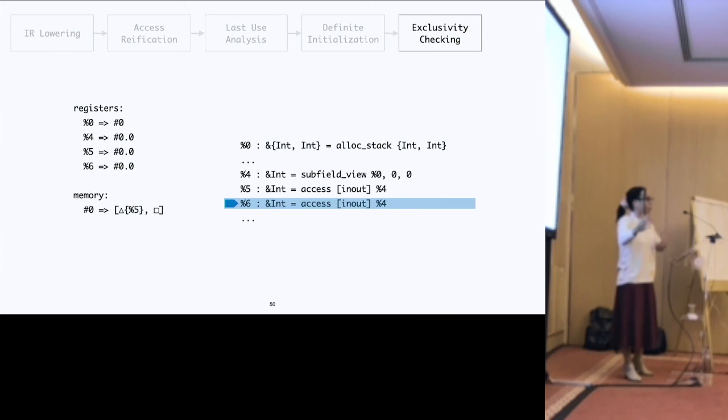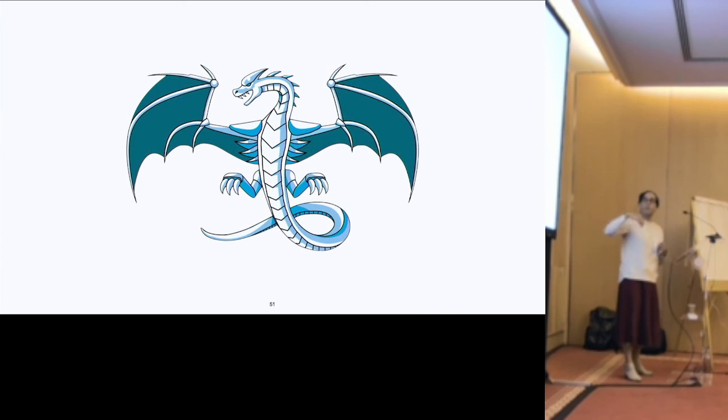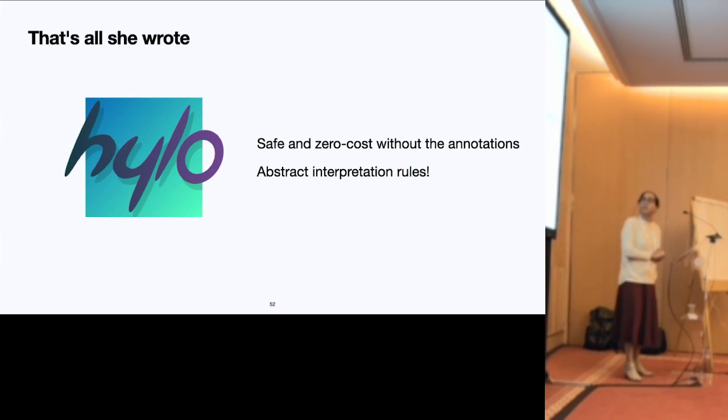And once we're done with all of these steps, we're ready to code-generate this thing. This is LLVM stuff. We don't have to care about this. LLVM is very good at optimizing this kind of stack heavy code. And okay, that's all I wrote for today.